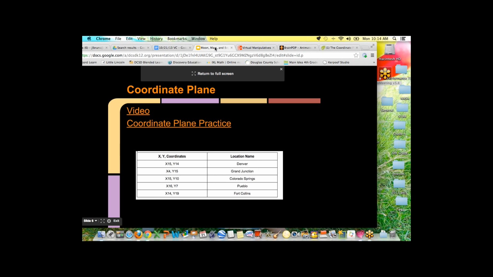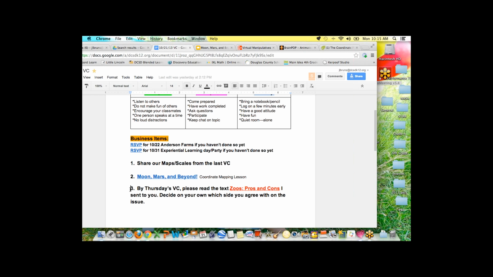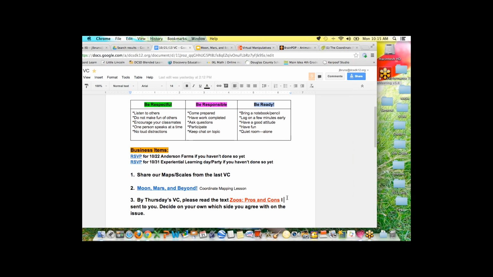So, okay. Then, last but not least, by Thursday, I sent you a short story basically to read, and the story is called Zoos, Pros and Cons. That's the name of the story I sent you. All I want you to do is read it and then just decide which side you agree with. That's all you have to do. There's two different sides, obviously, to the story, and you're just going to decide which one you agree with. So, are there any questions on what you need to do for Thursday?